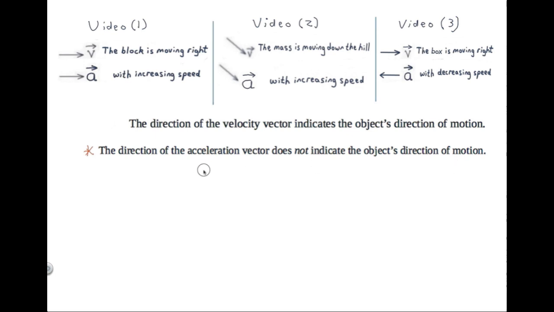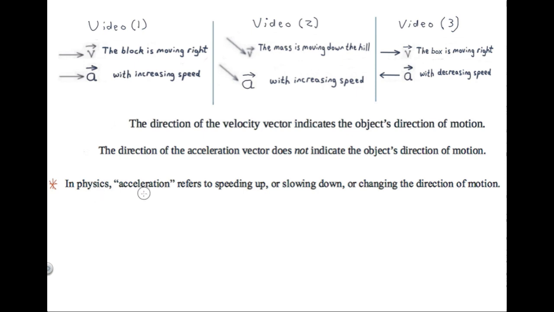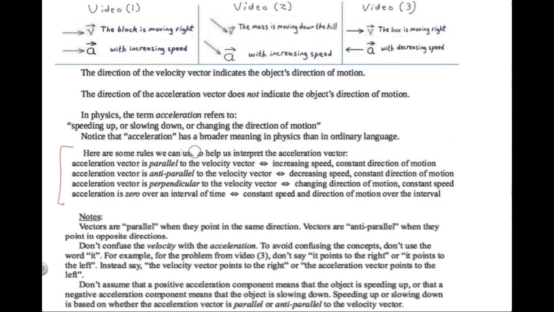The direction of the acceleration vector does not indicate the object's direction of motion. So, what does the acceleration indicate? In physics, the term acceleration refers to speeding up, or to slowing down, or to changing the object's direction of motion. So notice that the term acceleration has a broader meaning in physics than it does in ordinary language.